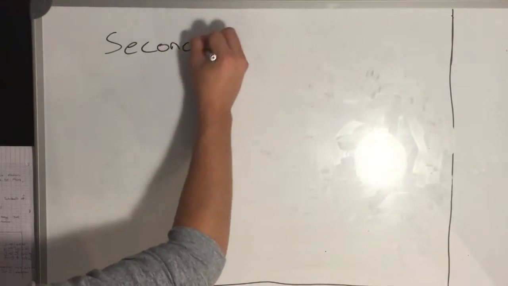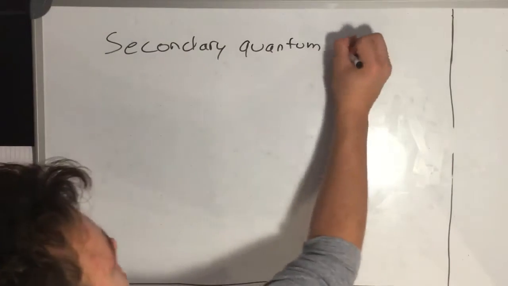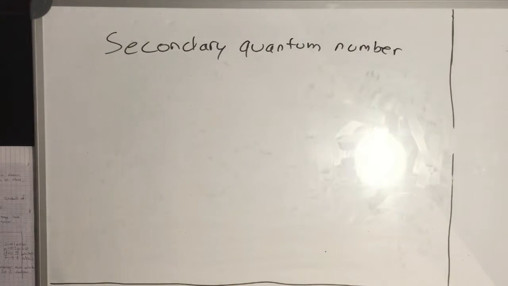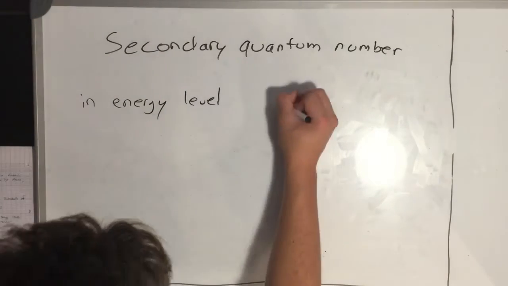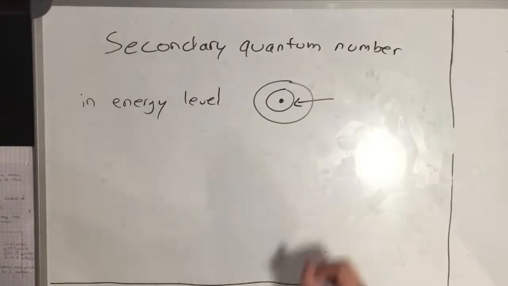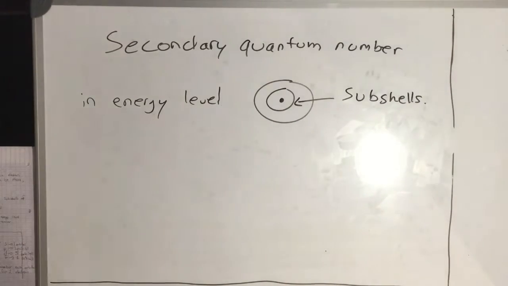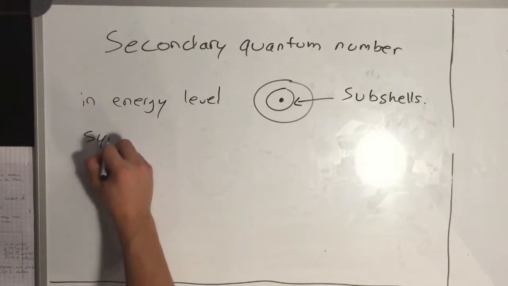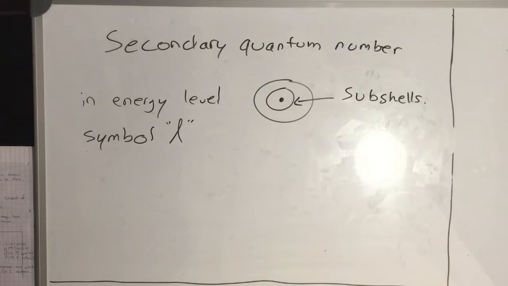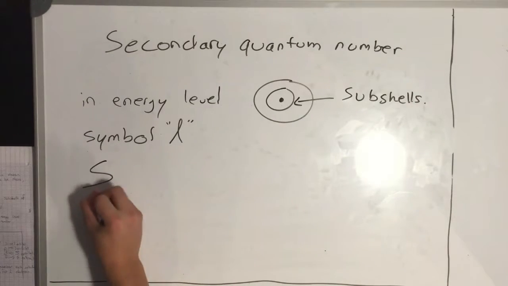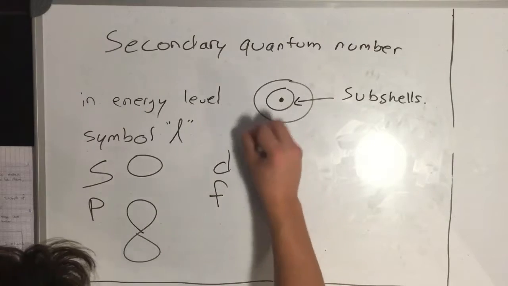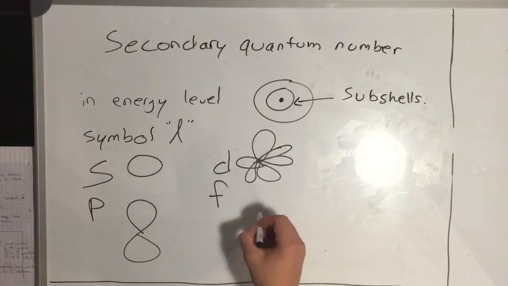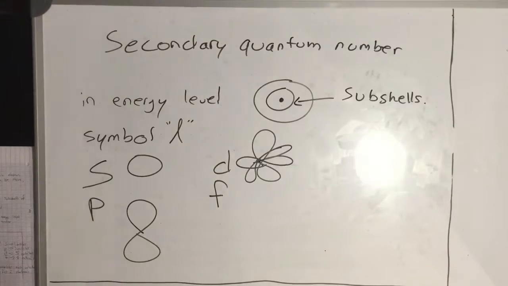Next comes the secondary quantum number. It's inside the energy level, or the principal quantum number. There are sub-energy levels, and the secondary number describes the shape of the sublevel. This number is given the symbol L. Subshells have different shapes and energies. There is S, P, D, and F. Each has a different shape: S has a spherical shape, P is a dumbbell, D is a cross.